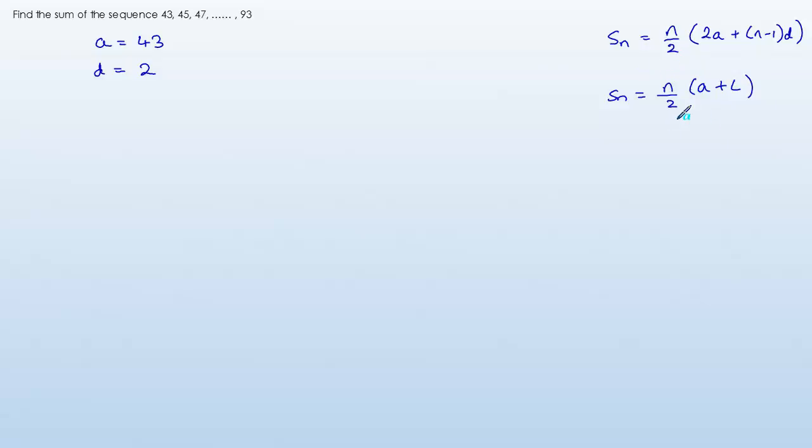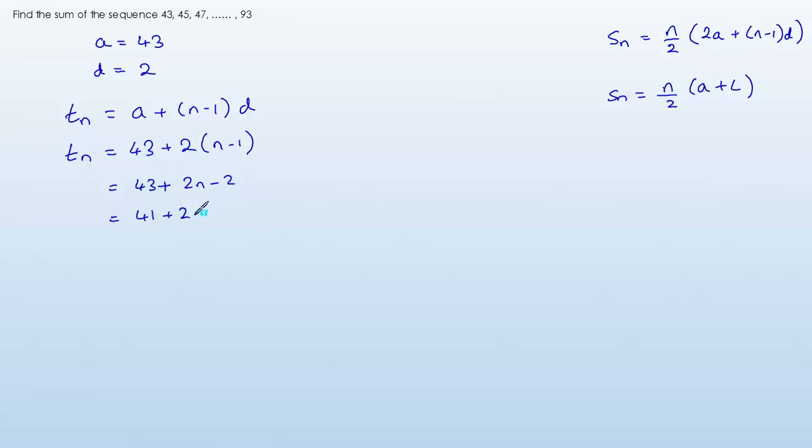Whichever formula we use, we need to know how many terms we're talking about to get to 93. Now we can use the Tn formula to give us that information. Tn is a plus n minus 1 d. Substitute in what we know so far. We know that a is 43 and d is 2, and we can simplify that. So 2n take away 2, so that's going to be 41 plus 2n.